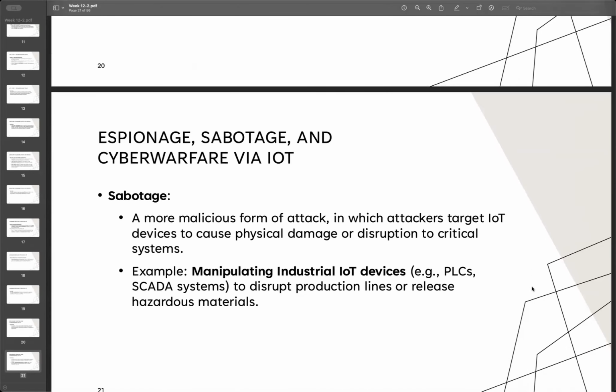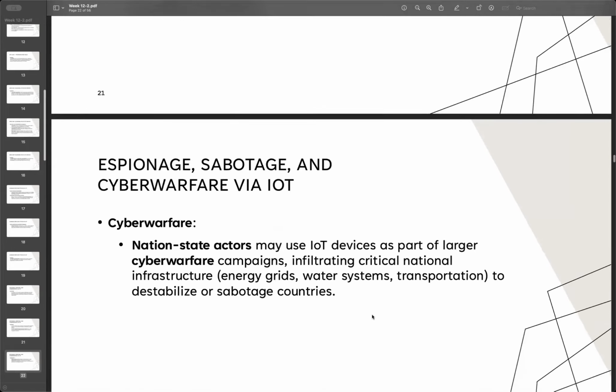And another one is sabotage. It's a more malicious form of attack, where the attacker can target IoT devices to cause physical damage or disrupt critical systems. They can mainly manipulate industrial IoT devices, or sometimes try to disrupt the production line or release hazardous materials. That's what they're going to do.